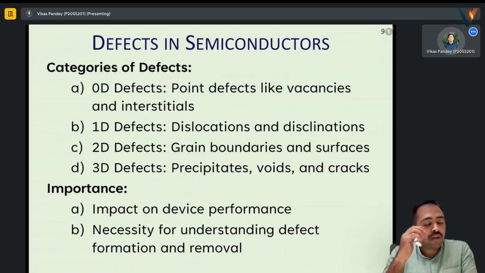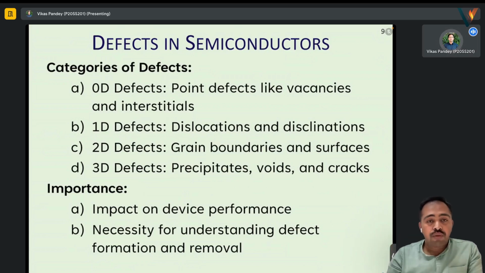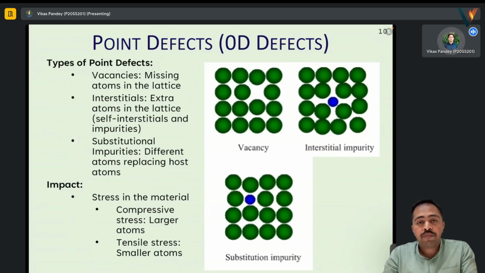So ideally we try to start with a defect-free semiconductor, but these defects might arise during our processing also. We need to know both things, how to create defects and how to remove defects. Sometimes we purposefully also create some defects. Okay, so let's first discuss 0D defects.